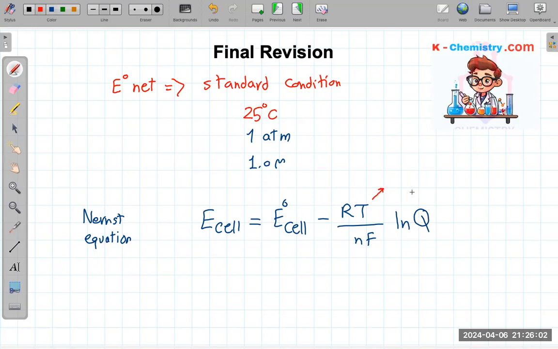The T is the temperature in Kelvin, the Q is the reaction quotient, and F is the Faraday constant. This is the value that will be given to me, otherwise it's equal to 96550. And N is the number of moles of electrons. The number of moles of electrons, as we explained before, has to be adjusted so that it can contain the number of electrons lost and number of electrons gained.